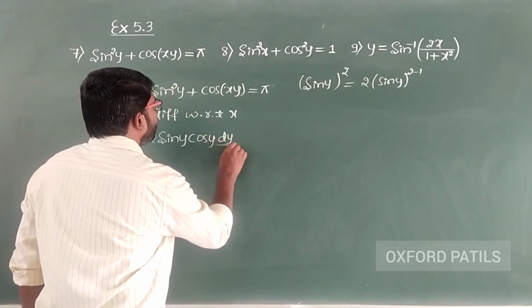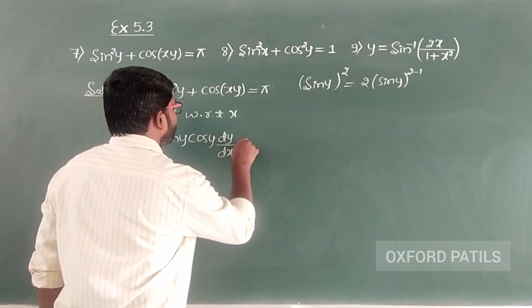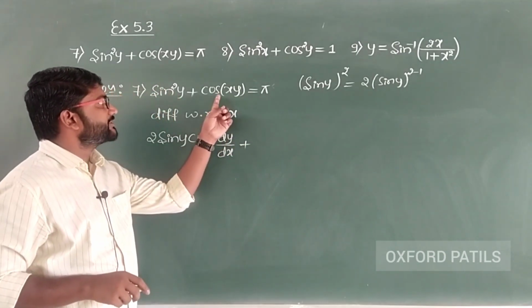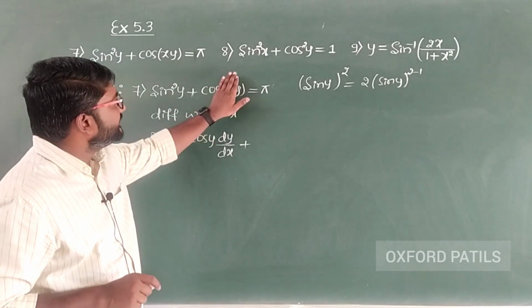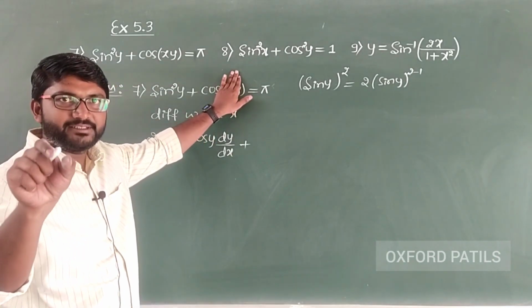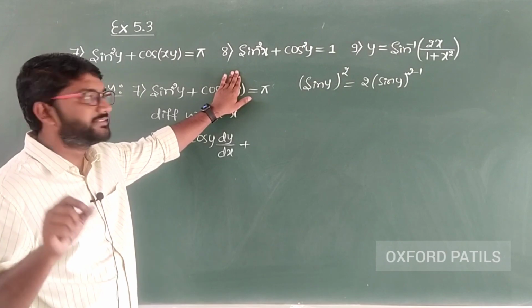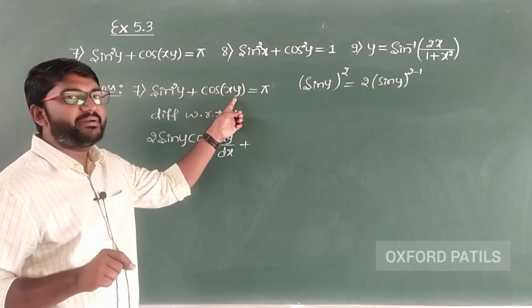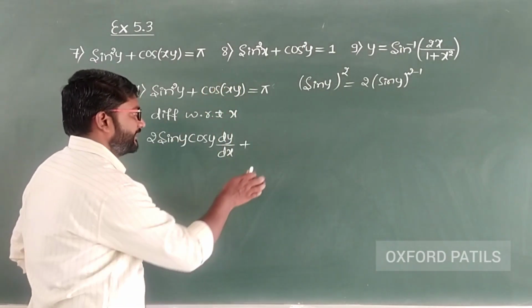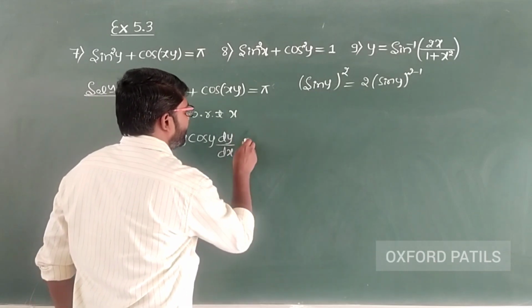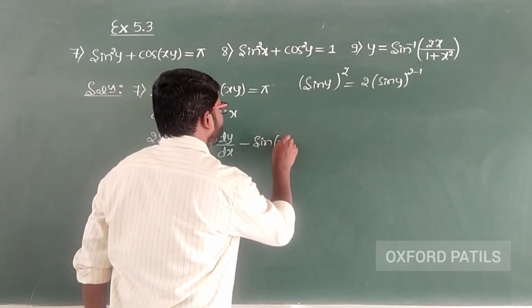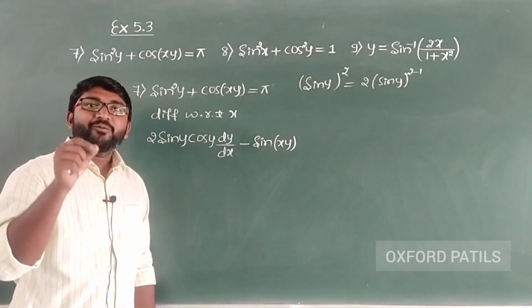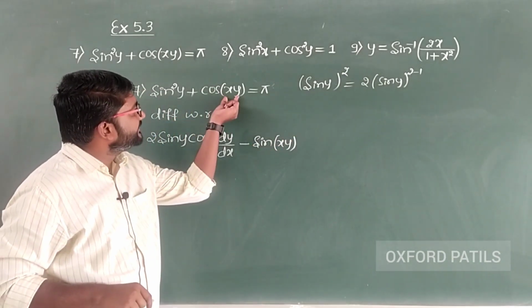Cos y dy by dx plus now derivative of cos of xy. So again we have to make use of the chain rule here. Treat this as x now. Whatever is there inside the bracket, consider that as x. Derivative of cos x will be minus sin x. I will be writing minus sign here. So it is minus sin x. What is x now? It is xy.